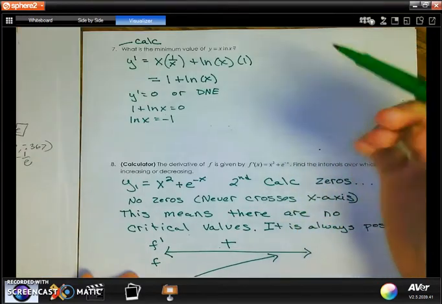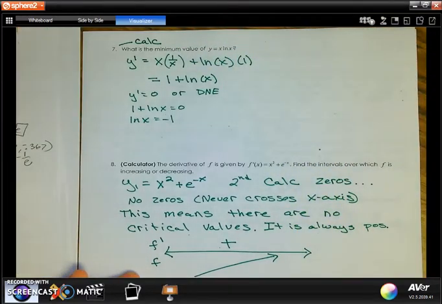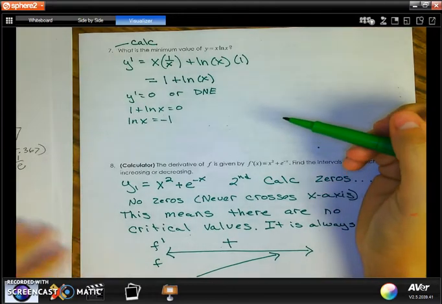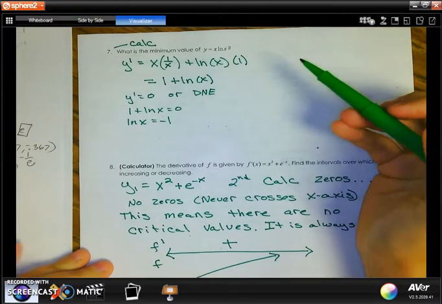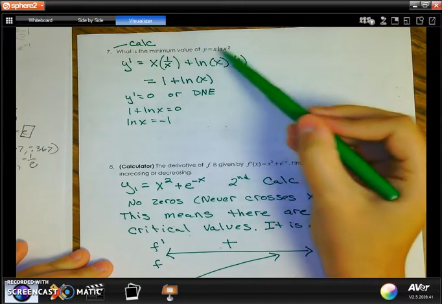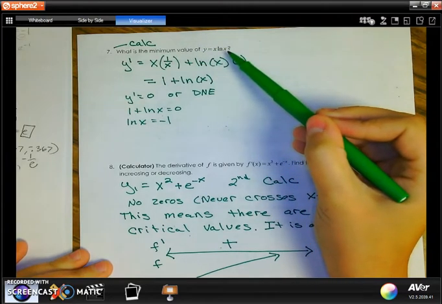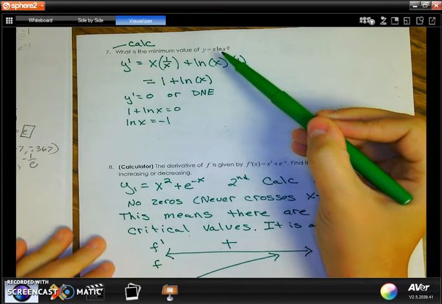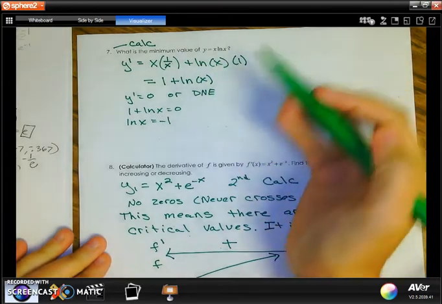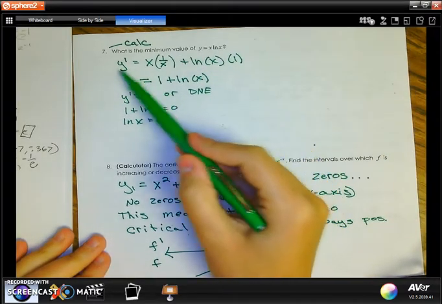Okay, so number 7, you should have calculator on it. So you would need your calculator for this one. The easiest way to do this to find the minimum would just be to type that right into your y equals and then do second calc and then find the minimum that way. But using the calculus techniques, the other way that you can do it is to take the derivative.